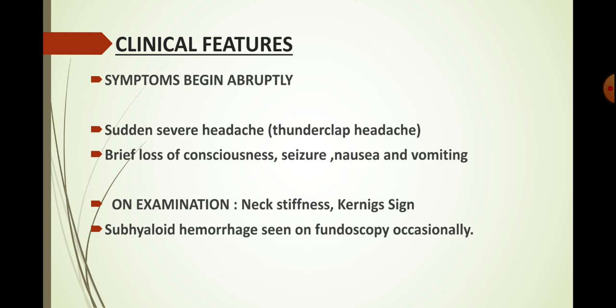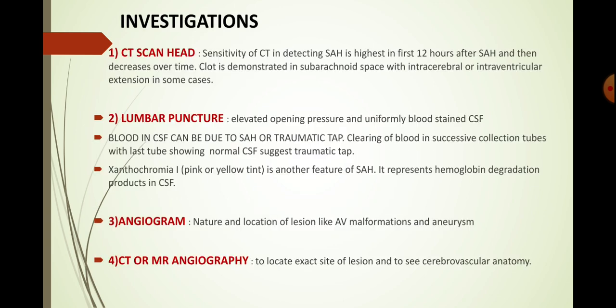Now, when we examine the patient, we observe that the patient has a stiff neck and Kernig sign being positive. And when we do fundoscopy, we observe that there are subhyaloid hemorrhages. What are the investigations you can do to confirm it's subarachnoid hemorrhage? The best investigation that you can do initially is a plain CT of the head, and its sensitivity is very high in the first 12 hours, after which the sensitivity decreases. So the clot gets demonstrated in the subarachnoid space.